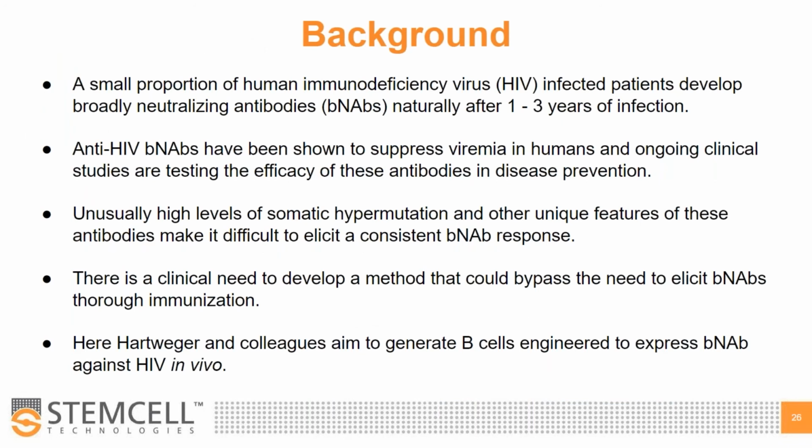Some background for this paper: a small proportion of human immunodeficiency virus, HIV, patients develop broadly neutralizing antibodies, which occur naturally 1 to 3 years after infection. These broadly neutralizing anti-HIV antibodies have been shown to suppress viremia in humans, and there are ongoing clinical studies testing the efficacy of these antibodies in disease prevention. These antibodies contain unusually high levels of somatic hypermutation and other unique features which make it difficult to elicit a consistent broadly neutralizing antibody response.